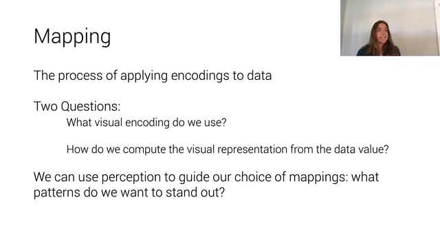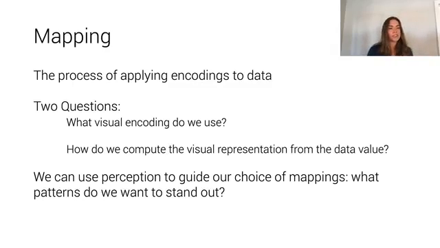So as a recap of what we've talked about so far, mapping really is this process of applying these visual channels, or we'll also call them visual encodings, to data. And there are two questions that can arise in the process of creating a visual mapping. And that is, what is the most effective encoding to use? And how do we compute the visual representation from the data value? We'll talk about this, how do we compute our visual representation, as part of our next video.